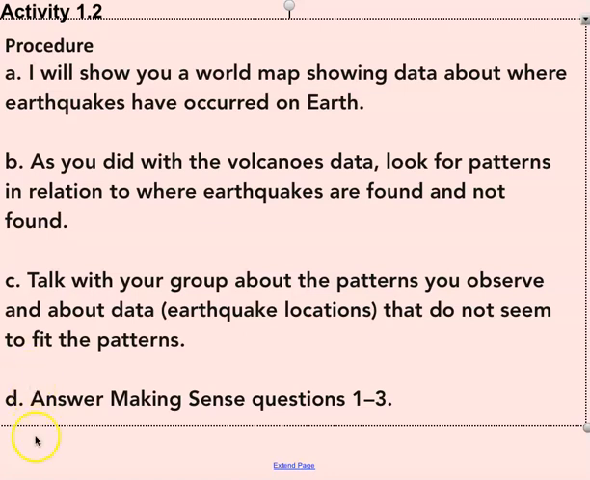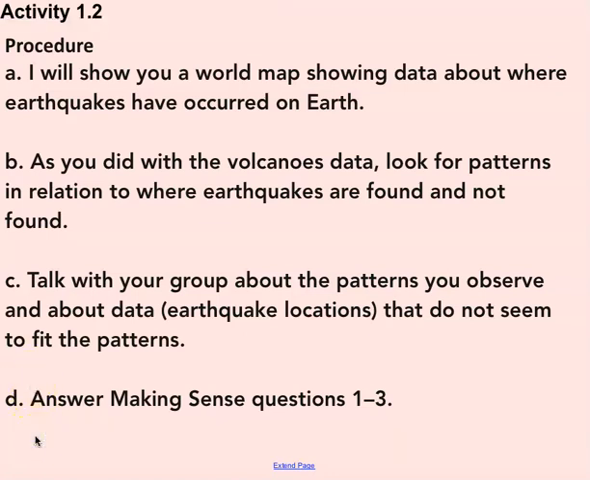Now, what I'm going to have you do today is activity 1.2. So I'm going to show you a world map, and you do not have this map in your book. So I'm going to show you one, which is good because it'll be a color version too, where in the book you don't have any color. And you're going to take a look at it as you did with the volcano data. And you're going to look for patterns and relationships to where you think earthquakes are found, and not only where they're found, but where they're not found. Then you're going to talk with your group about the patterns you observe.